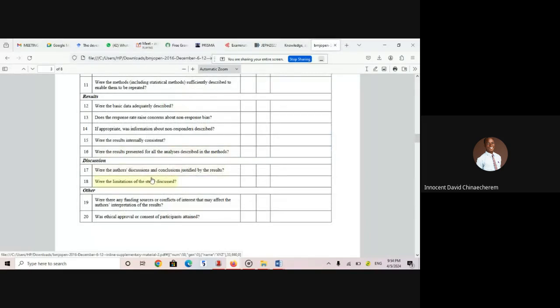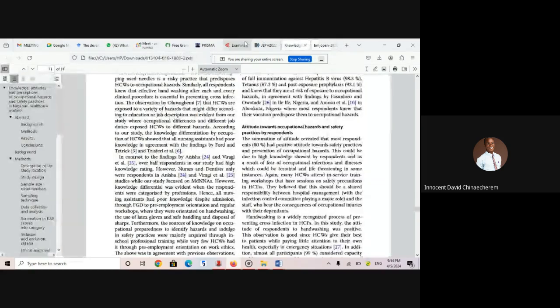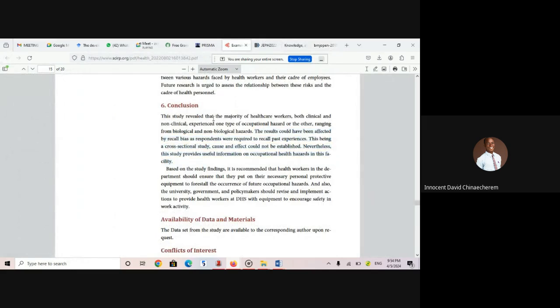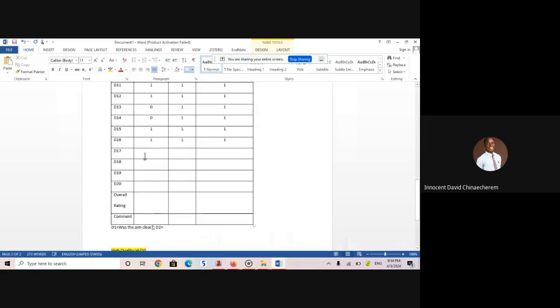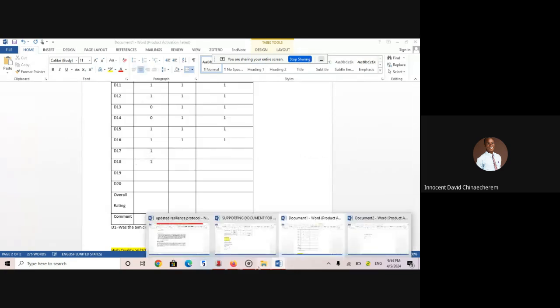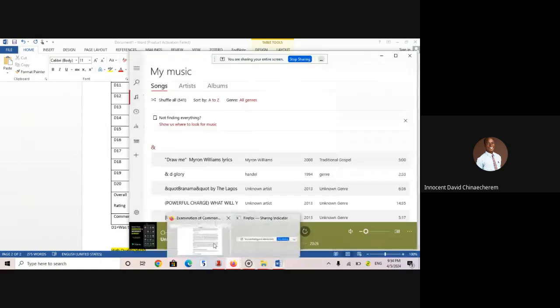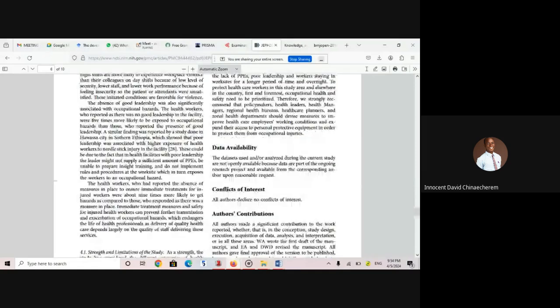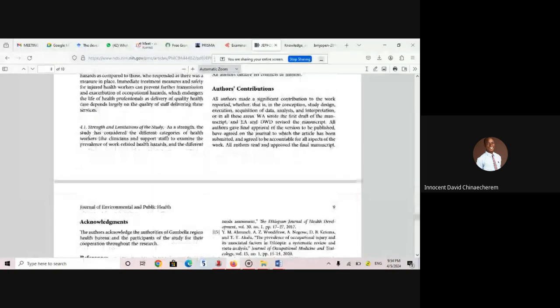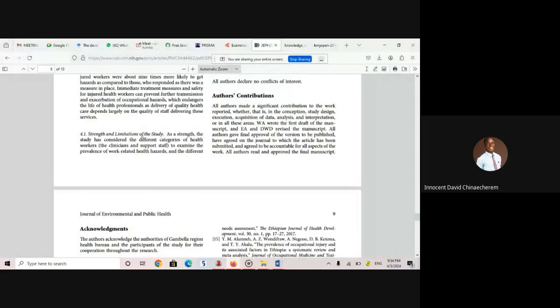Were the limitations of the study discussed? Yes, I did in my paper. And I also got that. So I'm going to mark this 1 for the 17th and 1 for the 18th. Then I check out the next paper. I want to check their discussion. Look at their limitation and the conclusion.